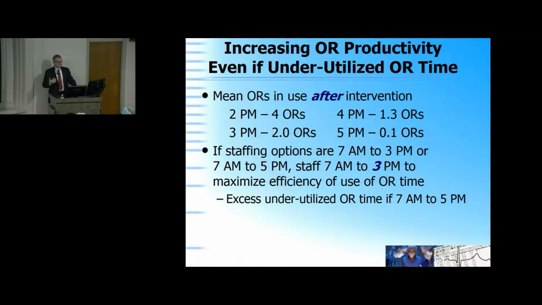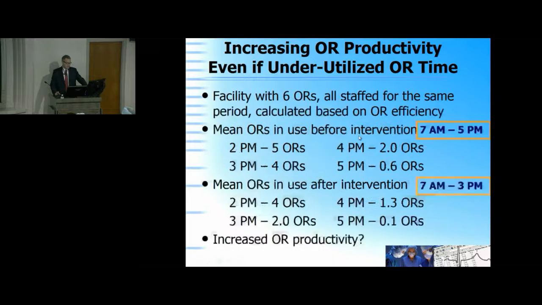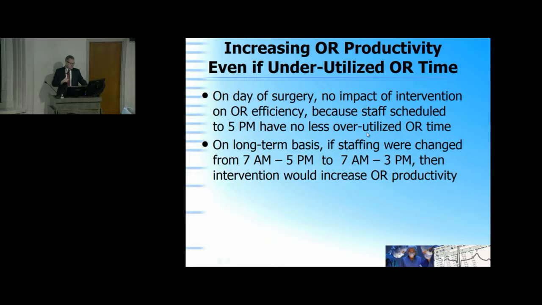And so the consequence is now, with the intervention, you would have reduced your staffing from 7 till 5 to 7 till 3. So by reducing the staffing from 7 till 5 to 7 till 3, the consequence is you've increased productivity. So on the day of surgery, there is not a benefit achieved by reducing the hours of overutilized time. And hopefully the staff scheduling of hourly workers is matched to the staffing, so you're not going to be reducing any overtime.